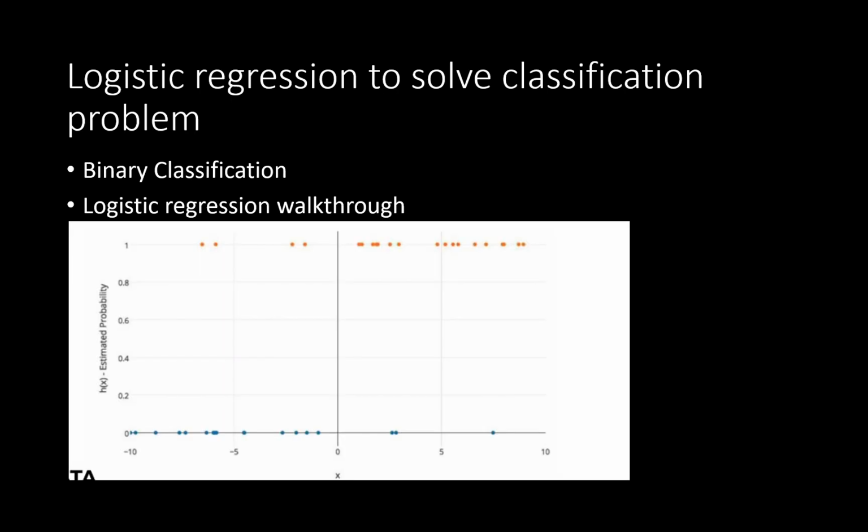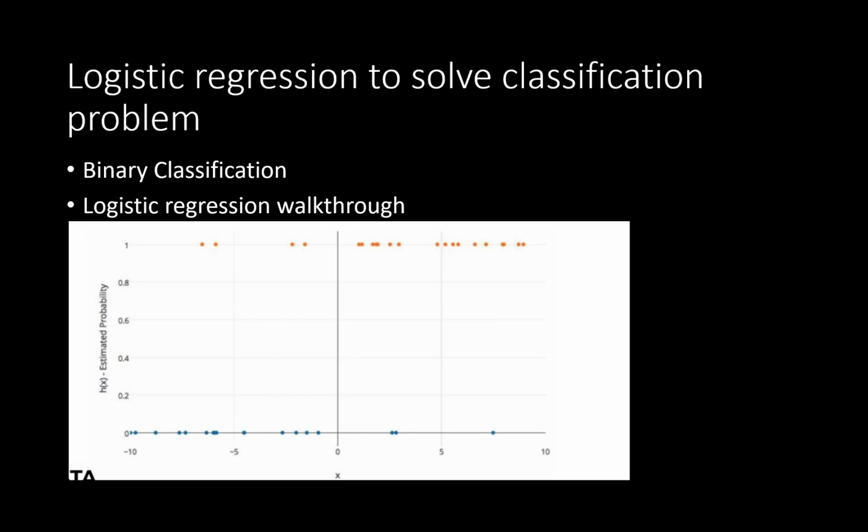Now, let's talk about logistic regression to solve classification problems. Binary classification is widely used in real life, and logistic regression is a good way to solve binary classification. Binary classification usually has two classes, 0 and 1. So taking an example of binary classification, let's walk through a logistic regression example.